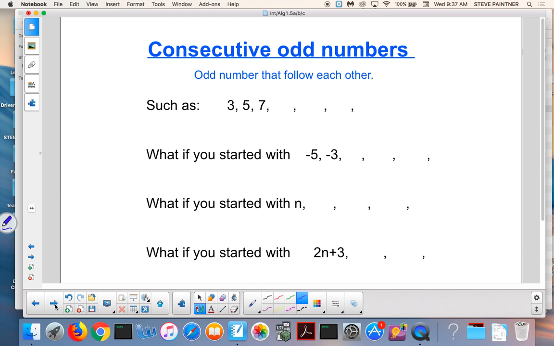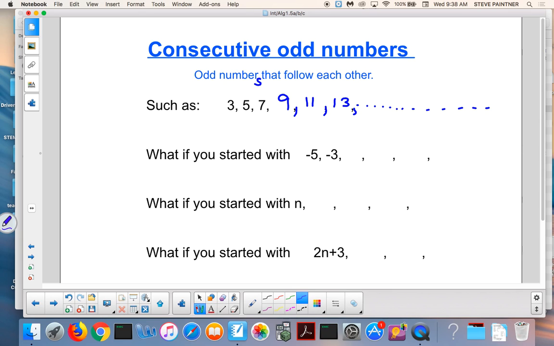Now we're going into the last thing we're going to talk about, and it's consecutive odd numbers, consecutive even numbers. Okay, we're just going to talk odds for now. What are consecutive odd numbers? Odd numbers that follow each other. Odd numbers. 3, 5, 7, what's next? 9, 11, 13. Does it go forever? Yeah. Okay. Sorry about the little tiny slides. It's hard to get those numbers in. Just ignore the commas. Just write the numbers in.